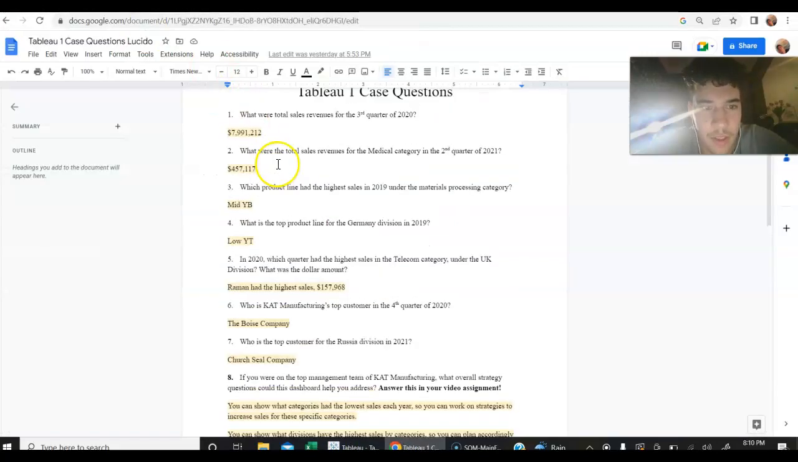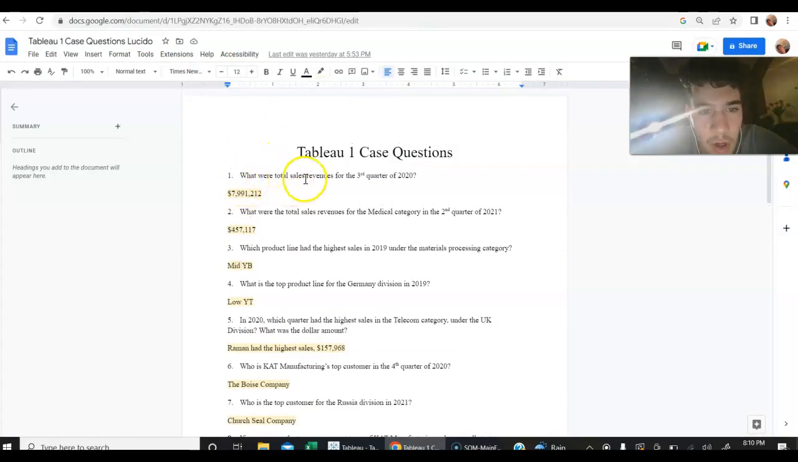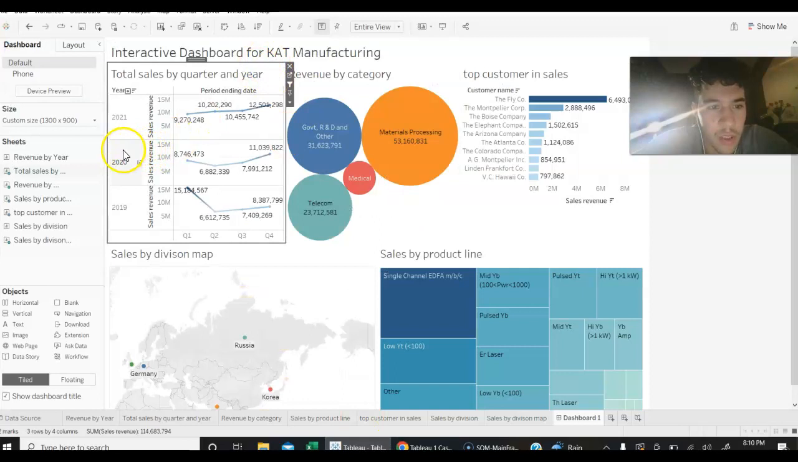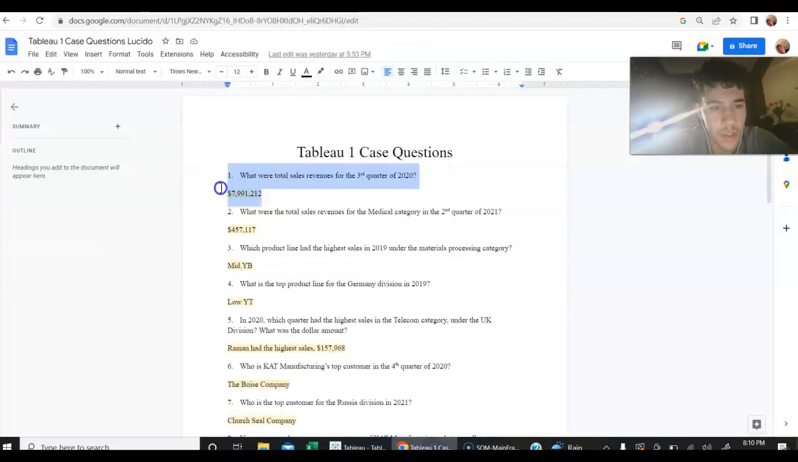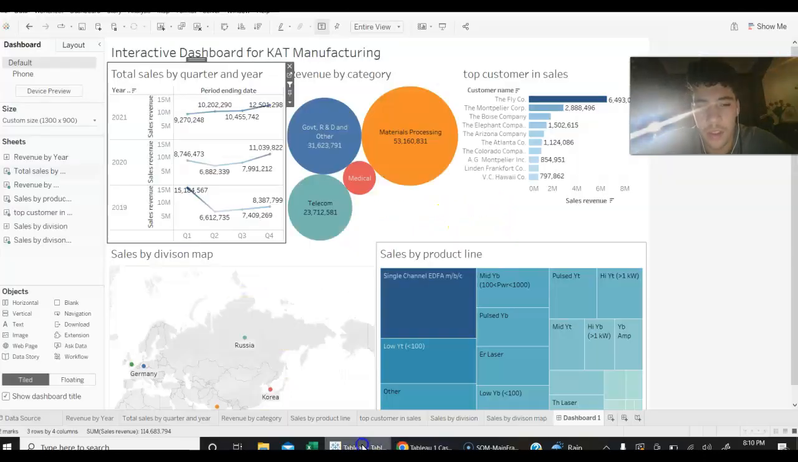So here are my case questions. So for example, if I wanted to find the total sales revenue for the third quarter of 2020, you'd easily find that. 2020 third quarter sales revenue is 7,991,212, which is right here. Do another one. What were the total sales revenue for the medical category in the second quarter of 2021? The second quarter of 2021.